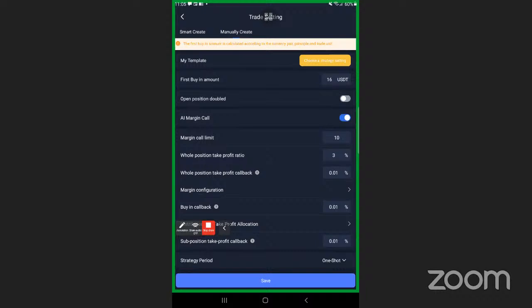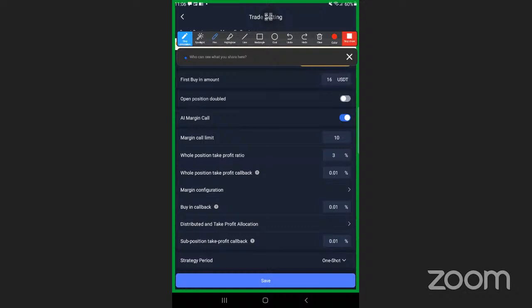Now, look here closely. This one works with this one. This one is a take profit callback. This one here, okay? It is this one for these calls, which is margin call 5 to 10.